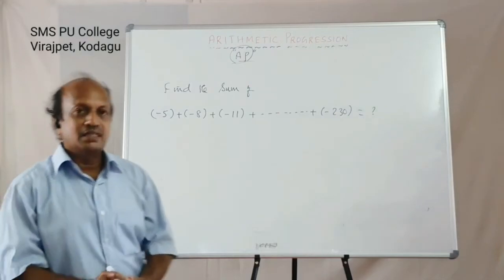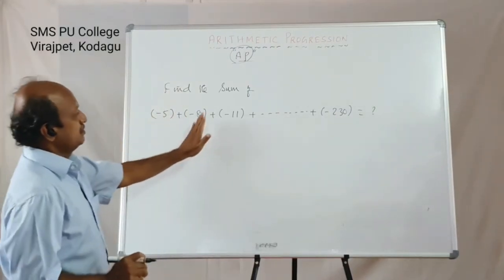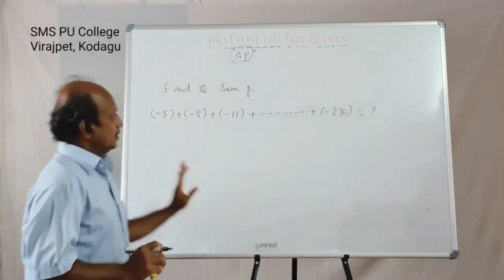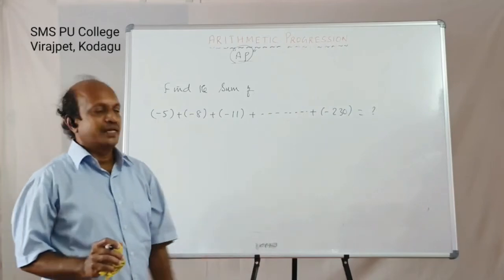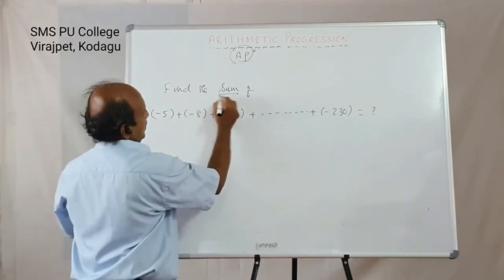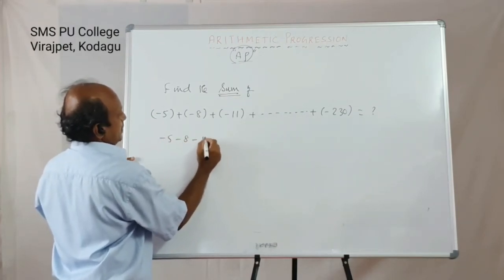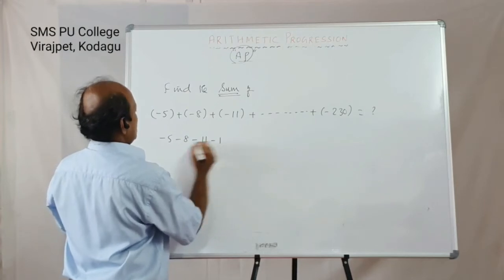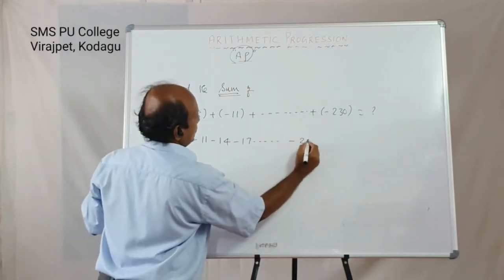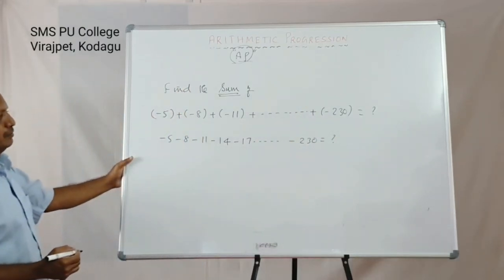First, make sure whether the answer you are going to get is positive or negative. Your first term is negative, second term is also negative, third term also negative, final term also negative. Therefore, your final answer will also be negative. Now, you have to find the sum. The question can be written like this also: minus 5, minus 8, minus 11, minus 14, minus 17, up to minus 230 is question mark. Now, what is the method you can go for?